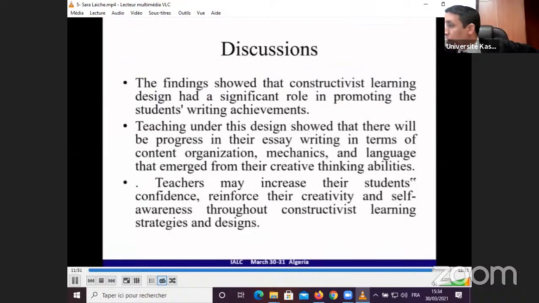The findings show that constructivist learning design had a significant role in promoting learners' latent achievements. Teaching under this design showed that there will be progress in essay writing in terms of content optimization, mechanics, and language that emerged from their creative thinking abilities. Teachers may increase their learners' confidence to reinforce their creativity and self-awareness through constructive learning strategies and designs.